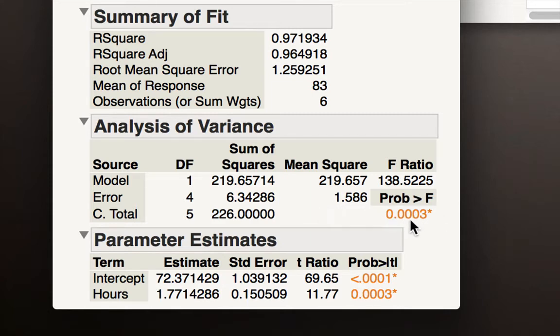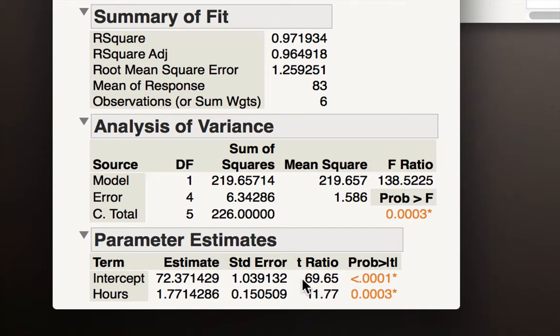So this p-value here, our test of this model, is really a test of the slope. The analysis of variance table is not testing the intercept. In essence, our ANOVA here is simply a test of the regression relationship, independent of where the regression line starts. Finally, the parameter estimates table gives us our t-tests.